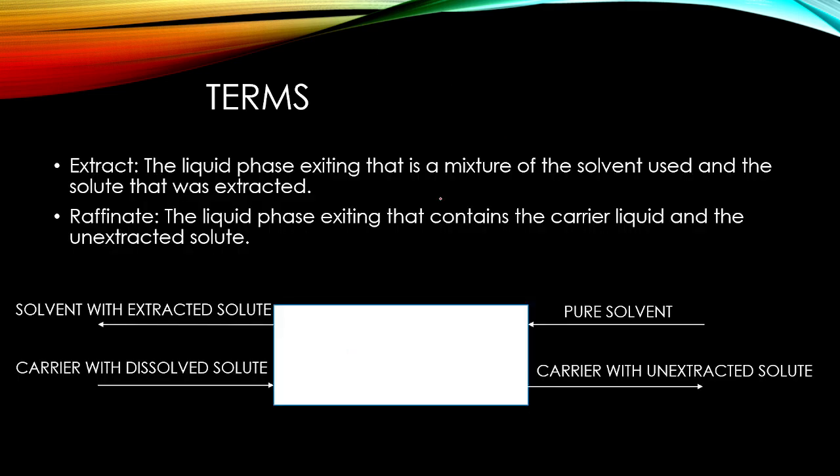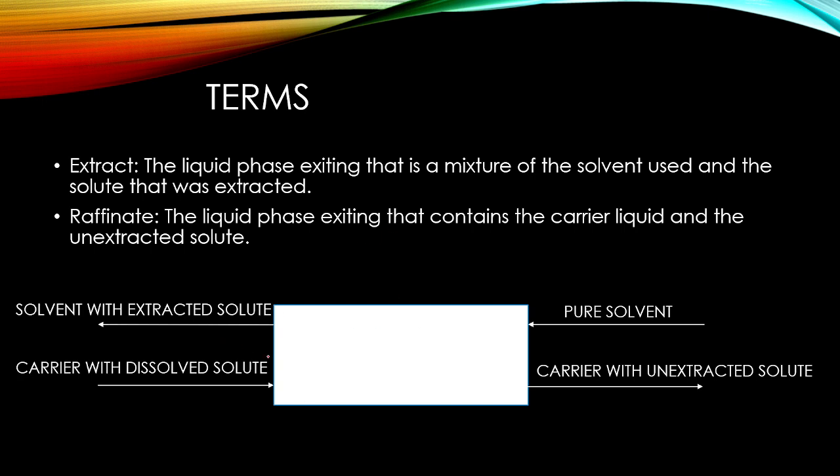So these are the few definitions that we consider. The extract, we said, is a liquid phase that is coming out, so that is exiting. And it's a mixture of the solvents that we used and the solutes that were extracted. The raffinate is the liquid phase that is exiting, and it consists of the carrier liquid and the unextracted solute.